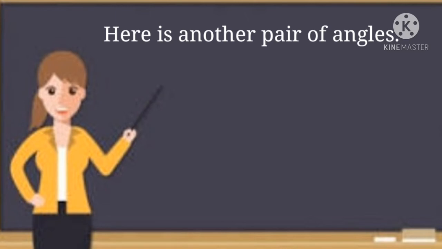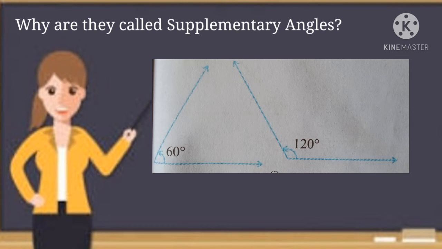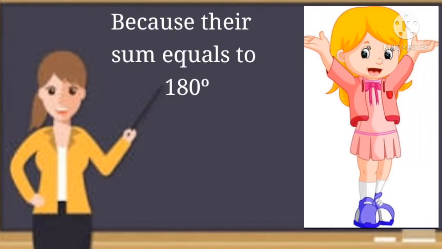Here is another pair of angles, 60 degrees and 120 degrees. Add them, it totals up to 180 degrees, which makes them supplementary. Children, why are they called supplementary angles? Because their sum equals 180 degrees.